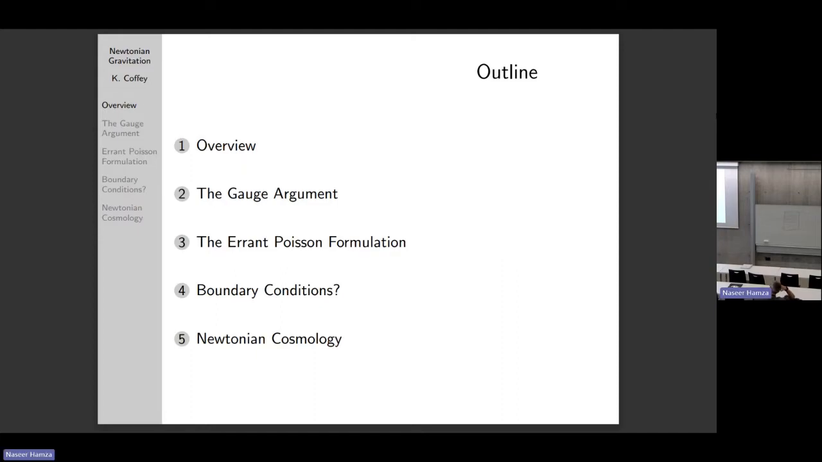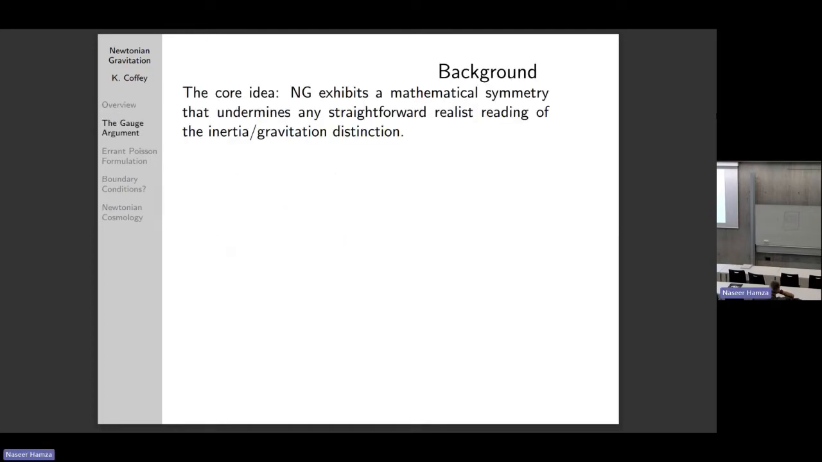In sections 2 and 3, I'm going to lay out what this symmetry argument is supposed to be and why I think the formulation used is extremely misleading. And then in sections 4 and 5, look at some of the ways that you might try to get out of the argument. Okay, so just a little bit of background.